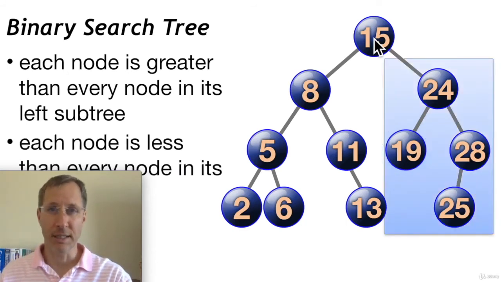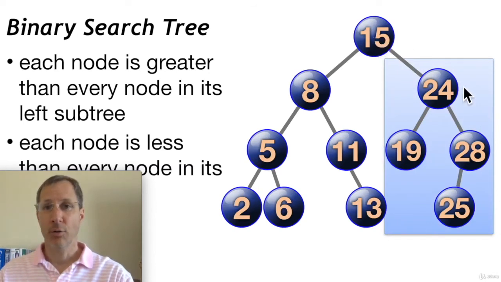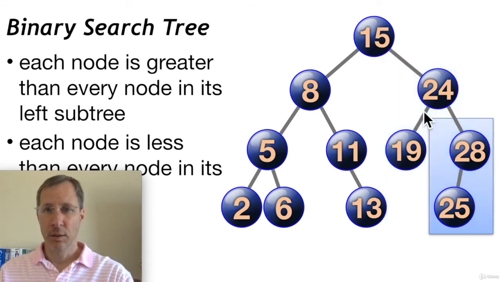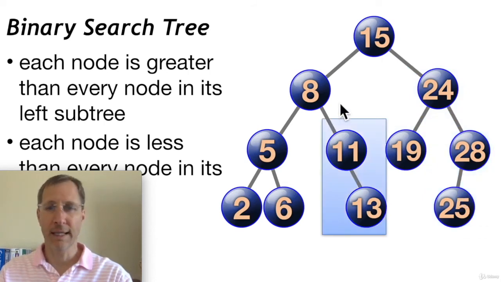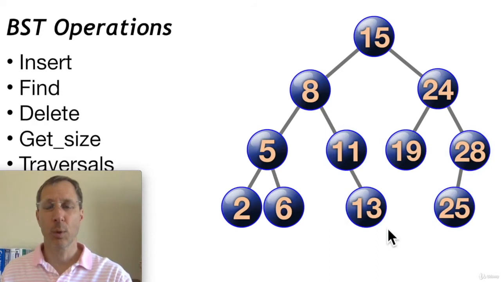And it's also less than each node in its right subtree. Here we can see that all the nodes in 15's right subtree are greater than 15. And all of the nodes in 24's right subtree are greater than 24. All the nodes in 8's right subtree are greater than 8. So those are 2 standard requirements for a binary search tree.